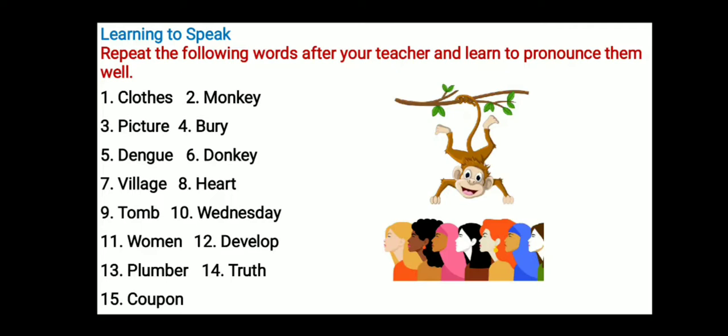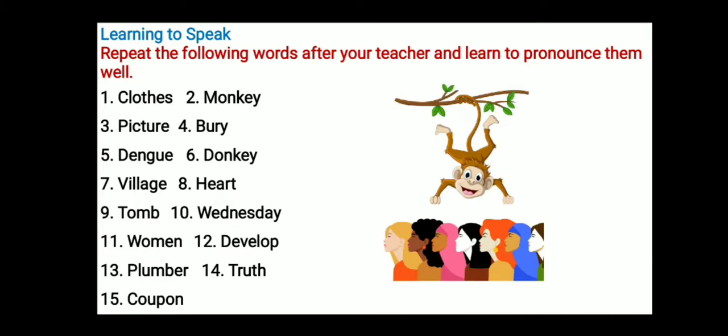Village. It is mispronounced as village. The correct pronunciation is village. Heart. It is mispronounced as hurt. The correct pronunciation is heart. R is silent. Tomb. It is mispronounced as tomb or tomb. The correct pronunciation is tomb. B is silent. Wednesday. It is mispronounced as Wednesday. The correct pronunciation is Wednesday.